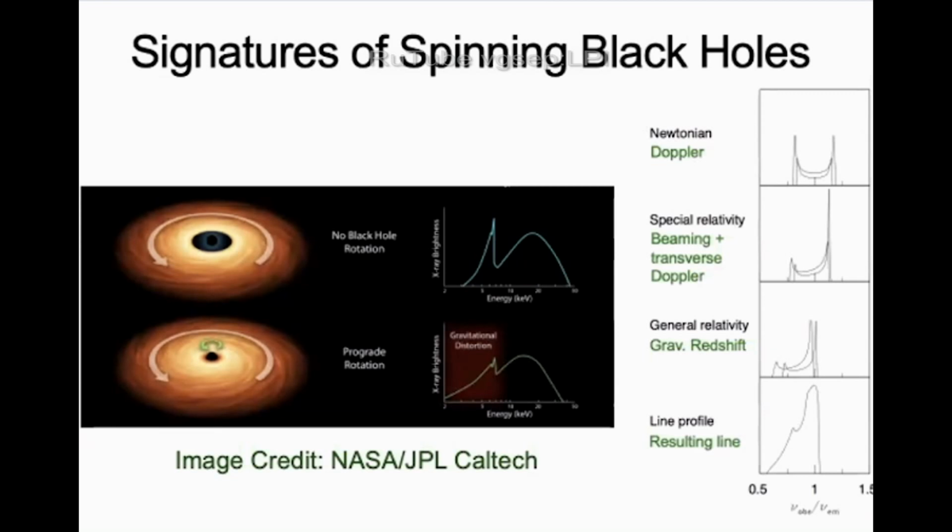So on the right side, you see a number of panels from top to bottom. In the first panel, you see the two horns of the iron line. One of them is the disk that is approaching, it's blue shifted. The other one is the receding part of the disk and it's red shifted. So therefore you have two horns. And then you have a relativistic effect, which is the beaming and the transverse Doppler. So one horn will be much more intense than the other one.